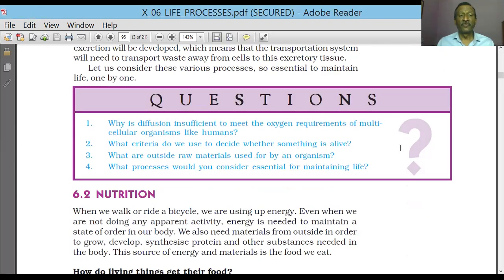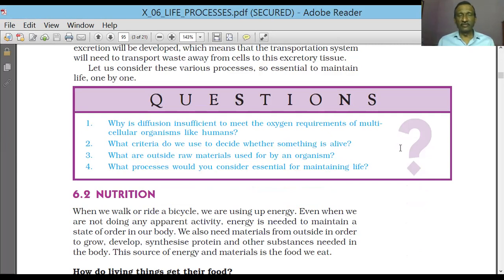Here comes the first set of questions. Why is diffusion insufficient to meet the oxygen requirement of multicellular organisms like human beings? Very good question. Now we have studied that the body requires oxygen and the body requires carbon dioxide.